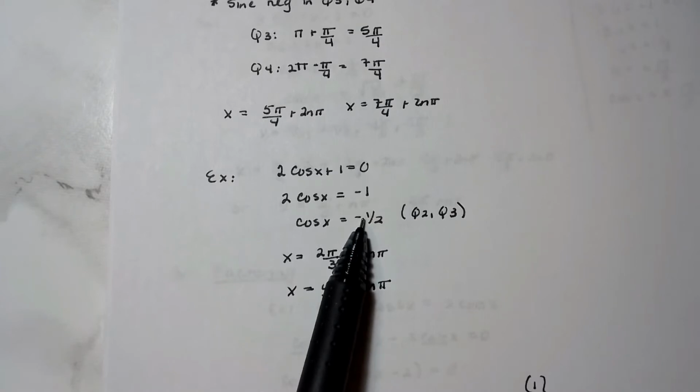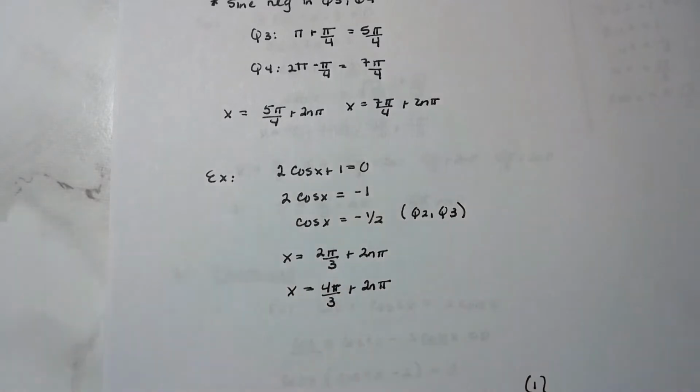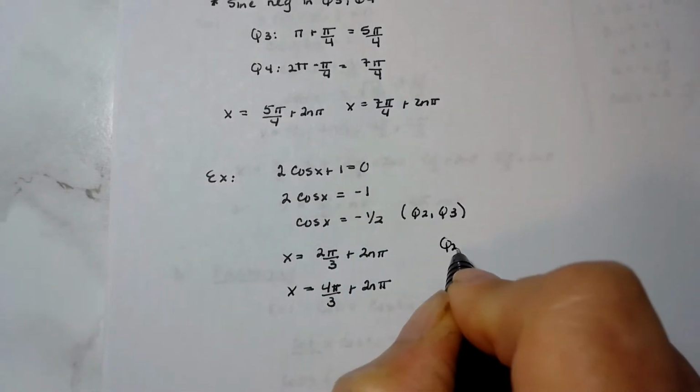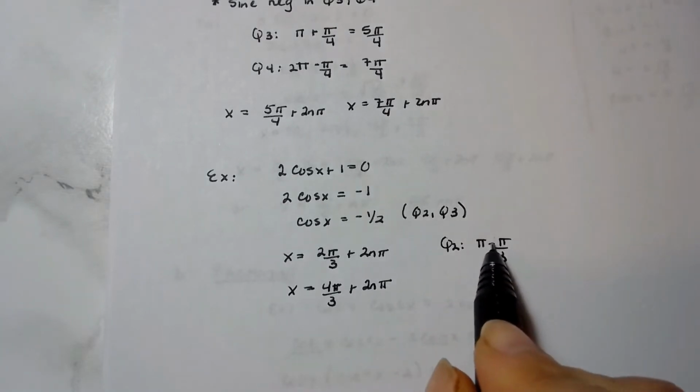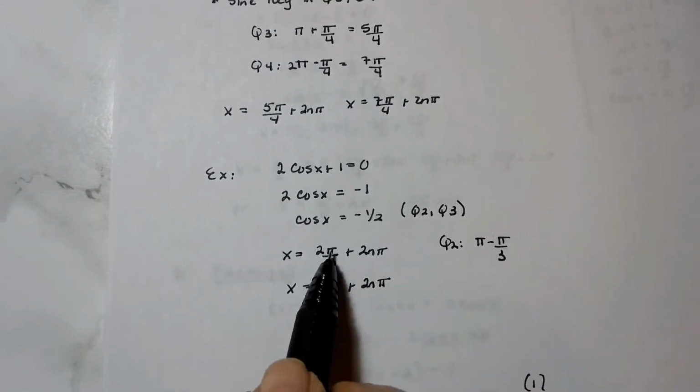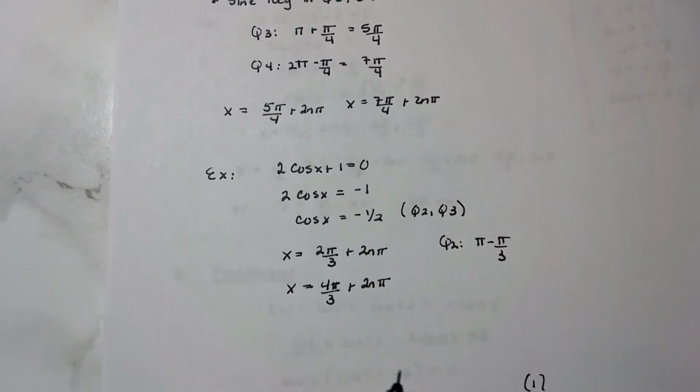So pi over 3 is my reference angle. To get my quadrant 2 angle, I'm going to do pi minus pi over 3, which is 3 pi over 3 minus pi over 3, or 2 pi over 3. And I'm going to add 2n pi to it because it's a general solution.